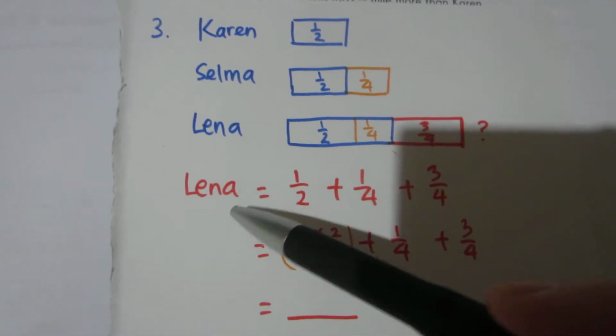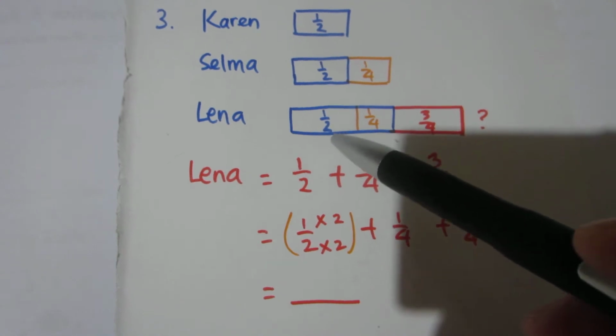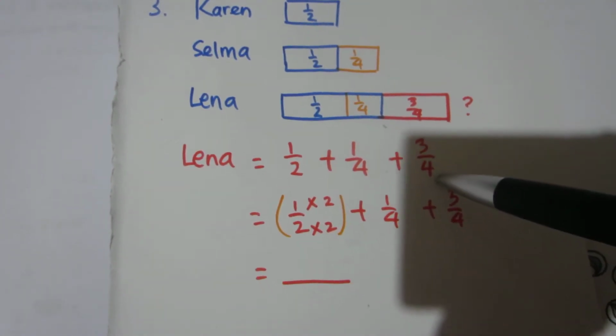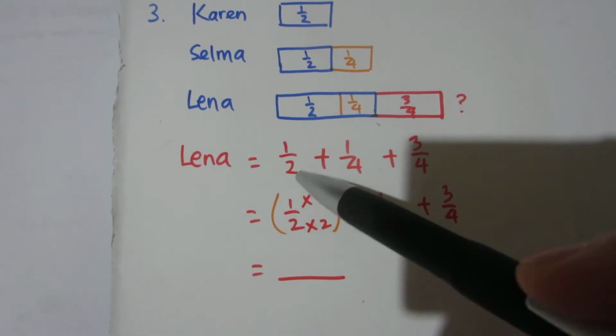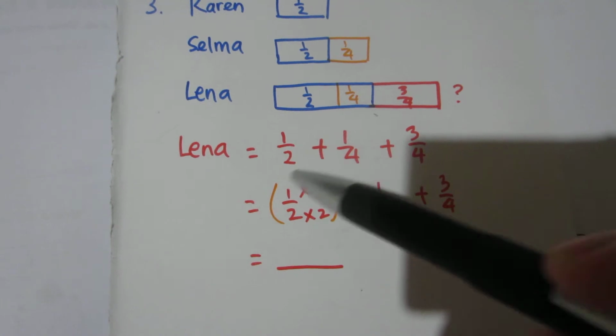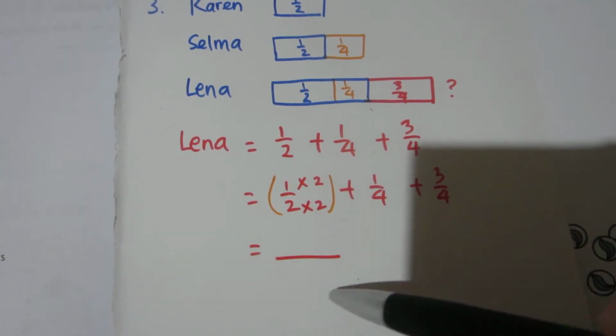So how many is Selma? How many is Lena? You just have to add them all up. Half plus 1/4 plus 3/4. And then remember to change the denominator into the denominator of 4 by multiplying this. You multiply this by 2 and 2, and then you get the answer.